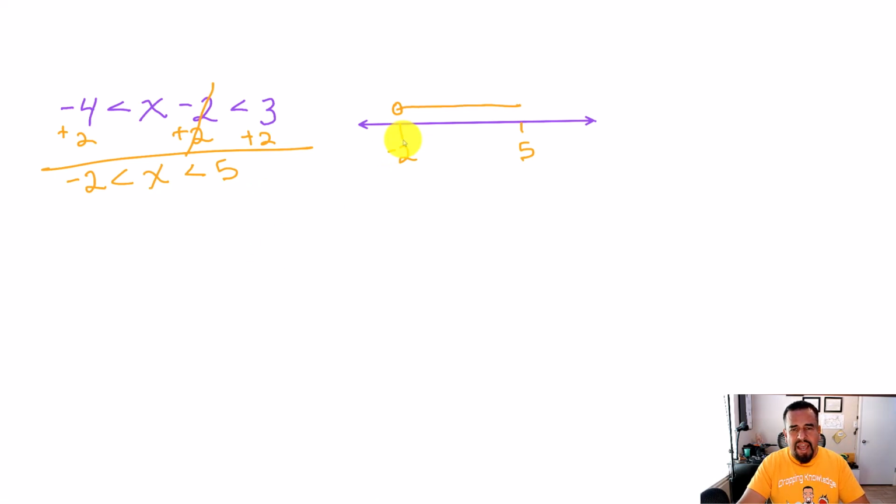And on this end, I'm also going to have an open circle because it's the same symbol here. And x, in this case, is going to be less than 5. So that's it. I don't draw an extra line. I stop. I'm done. I just graphed it. Excellent.